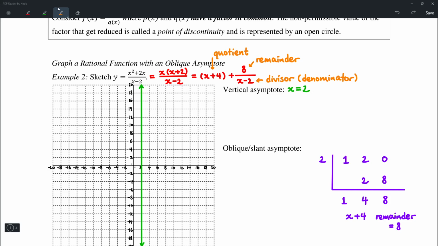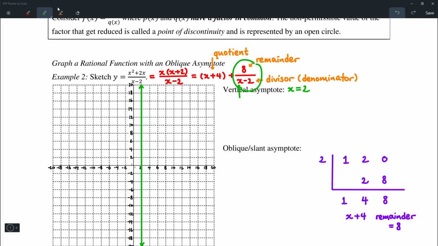Okay, so we can consider what happens as the values of x get very large. What is going to happen with this part of the function is that it will approach 0. And so we're only going to be looking at x plus 4 at that point, which means that as x gets larger, the function approaches x plus 4.